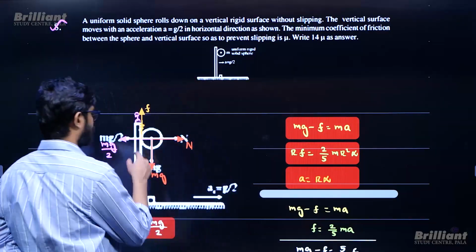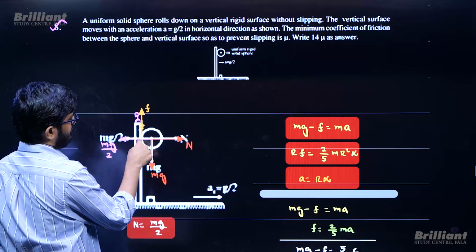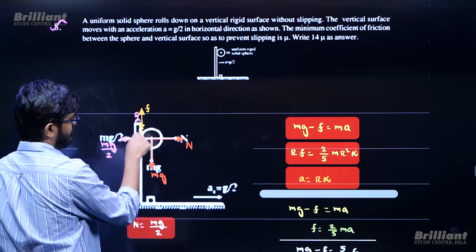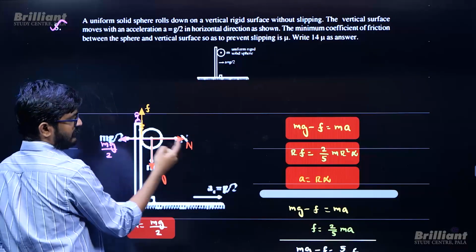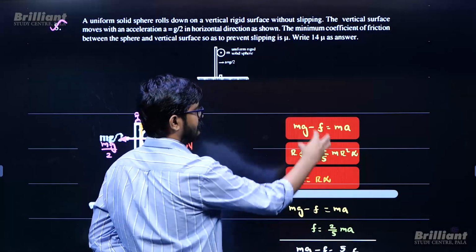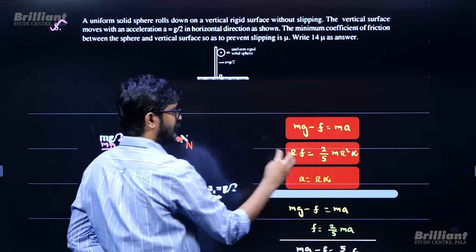Now the no slipping condition: this point should have the same acceleration as the rod, which is 0 with respect to this frame, right? So A minus R alpha equals 0, or A equals R alpha. This is F equals ma, this torque equals I alpha, and this is the constraint relation.